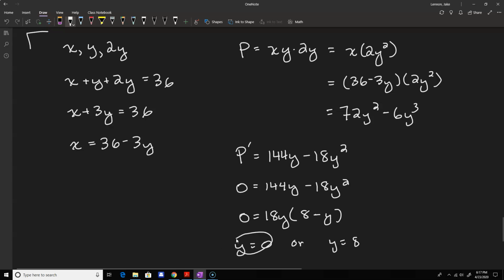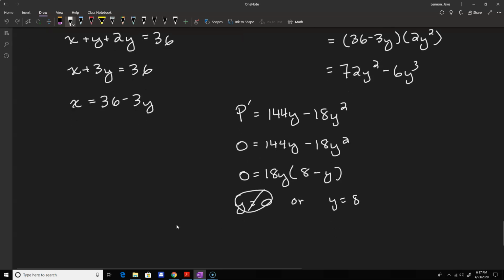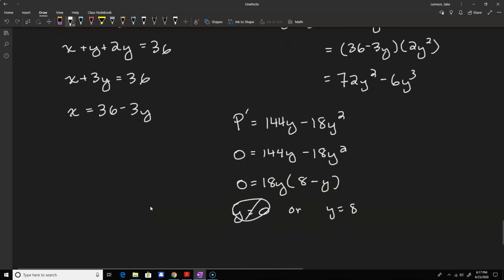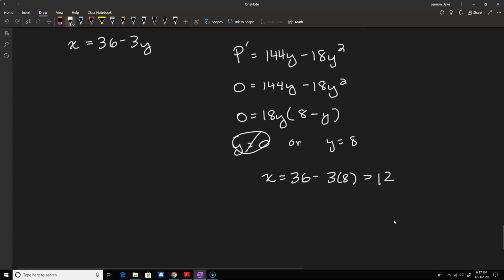But we know y equals 0 doesn't make sense as a solution because all of our values have to be positive. So notice in this one it does actually ask for the maximum value of the product. So we know our numbers have to be, so we have y, let's figure out what x is. X is 36 minus 3 times 8, which is going to be 12. So our numbers, we have y equals 8, so also that means 2y is equal to 16.